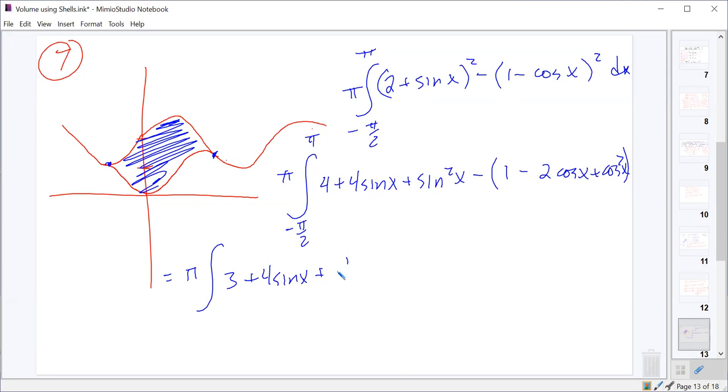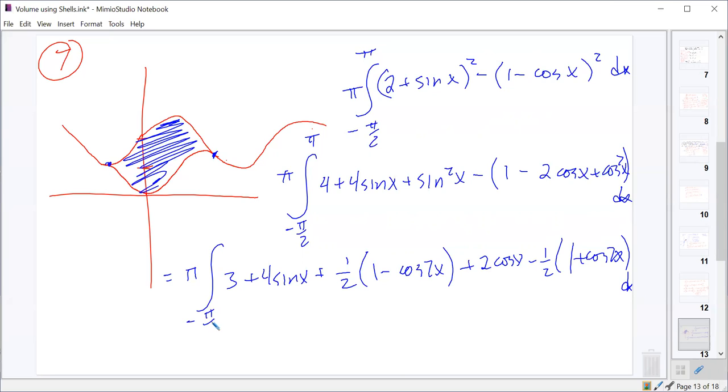So sine squared x is 1/2 of what? 1 minus cosine 2x. And then we already did the minus 1. So we're going to have a plus 2 cosine x, and we're going to have a minus cosine squared x. So that should be minus 1/2 of 1 plus cosine 2x. Good? Okay. Now, we're almost ready to actually integrate.